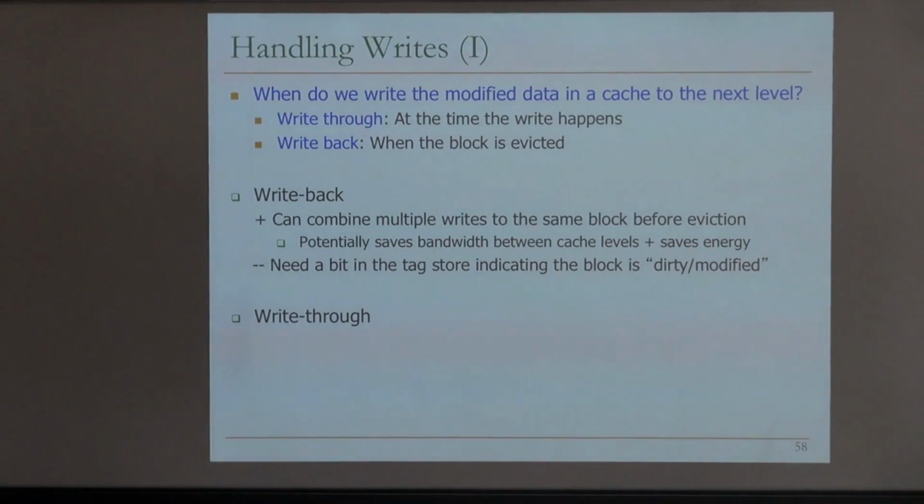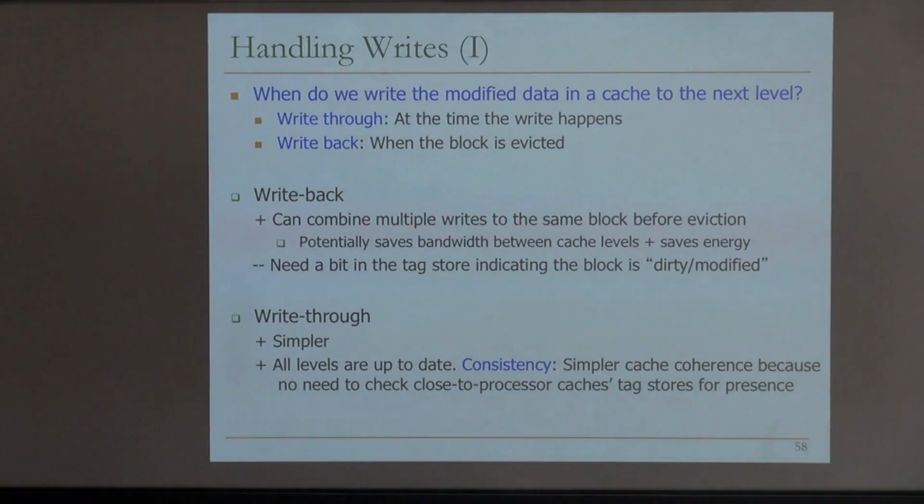So write-through is simpler. Clearly, you don't need this extra bit. All levels are up to date. You get consistency. You may actually have simpler cache coherence because there's no need to check the close-to-processor caches' tag stores for presence. We'll talk about cache coherence a lot later when we cover multiprocessors. But this is basically how you implement cache coherence between multiple different processors. If the up-to-date data is not in the main memory or the shared caches between two different processors, it becomes more difficult for this processor to get to that data, right? It needs to somehow go through a coherence protocol.